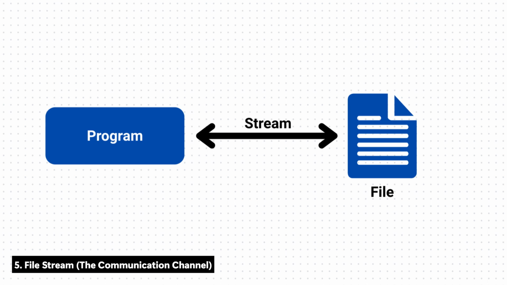5. File stream, the communication channel. When your C program needs to interact with a file, it doesn't access the file directly. It uses an abstraction called a file stream. A stream is a sequence of bytes flowing between a program and a device, in this case, a disk file.